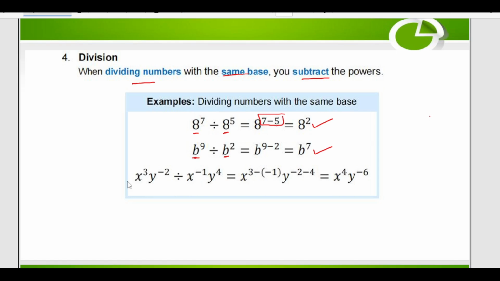Now, with the different variables here, we have x and x. Here we have a division sign, and the base x is the same. So 3 minus minus 1. You see here 3 minus minus 1, so the minus and minus become positive, and in the end we get x power 4, right. Now, going for y, we have two numbers here, power negative 2 and power 4. Then we are going to subtract, negative 2 minus negative 4. So this will be negative 6. So the final answer is x 4 and y negative 6, right.